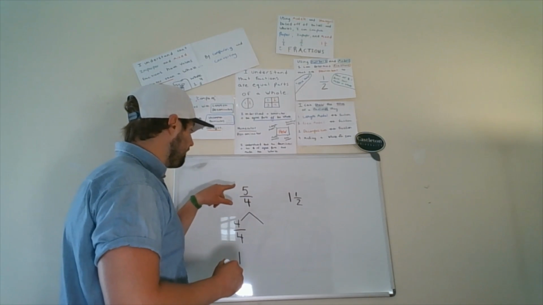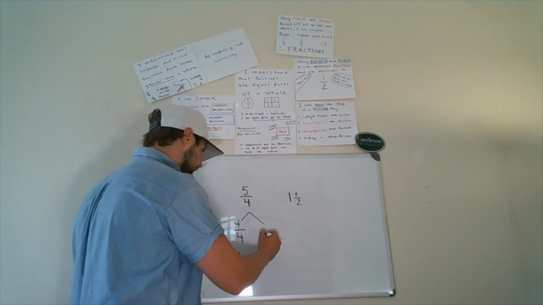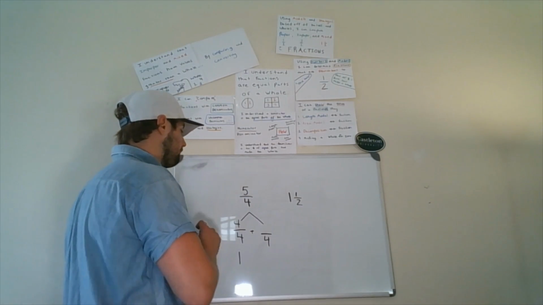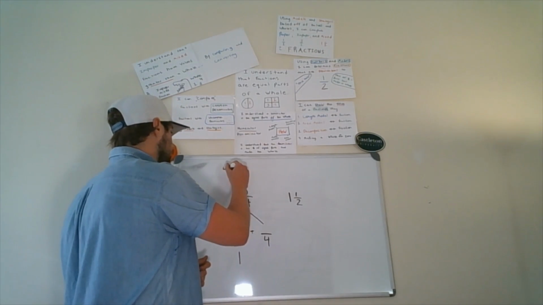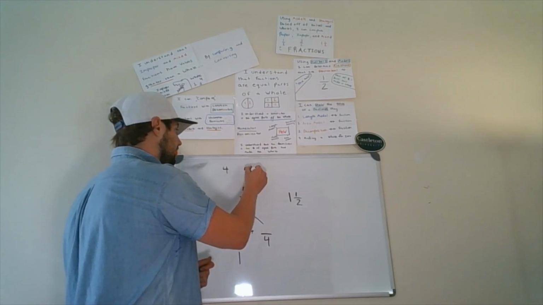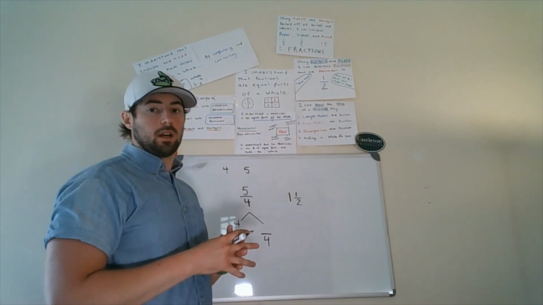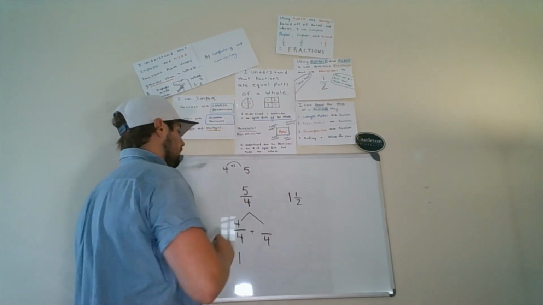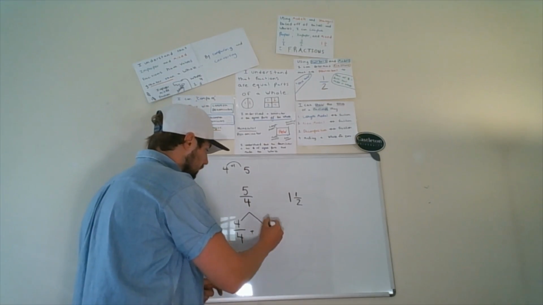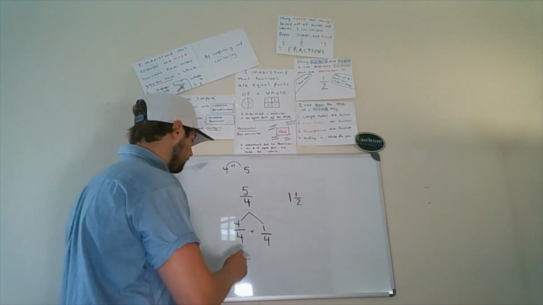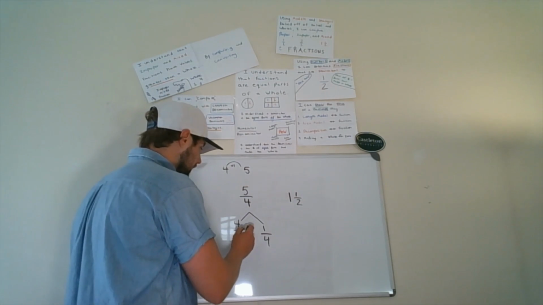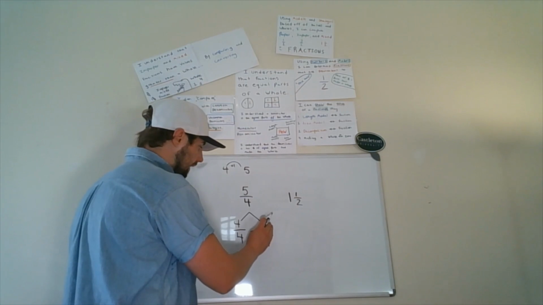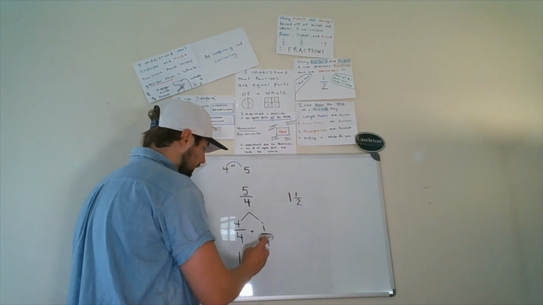Well, I know I have 5 parts. Parts that make the whole don't change. How many more parts are in 5/4? Well, if I have 4 and I need to get to 5, how many more is that? That is 1 more part. Just 1/4 more. So 5/4, I decomposed my whole. I found out how many parts are left.